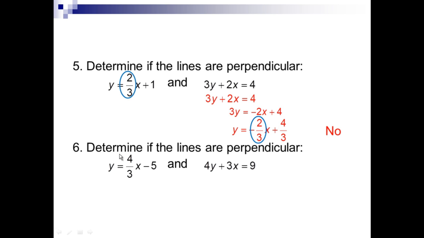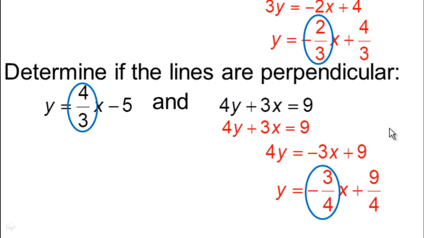How about this one? Is it perpendicular or not? For the second equation, we get the gradient is negative 3/4. Gradient 1 is 4/3 and gradient 2 is negative 3/4. When we multiply gradient 1 and gradient 2, it should be negative 1. So, both of the lines are perpendicular.